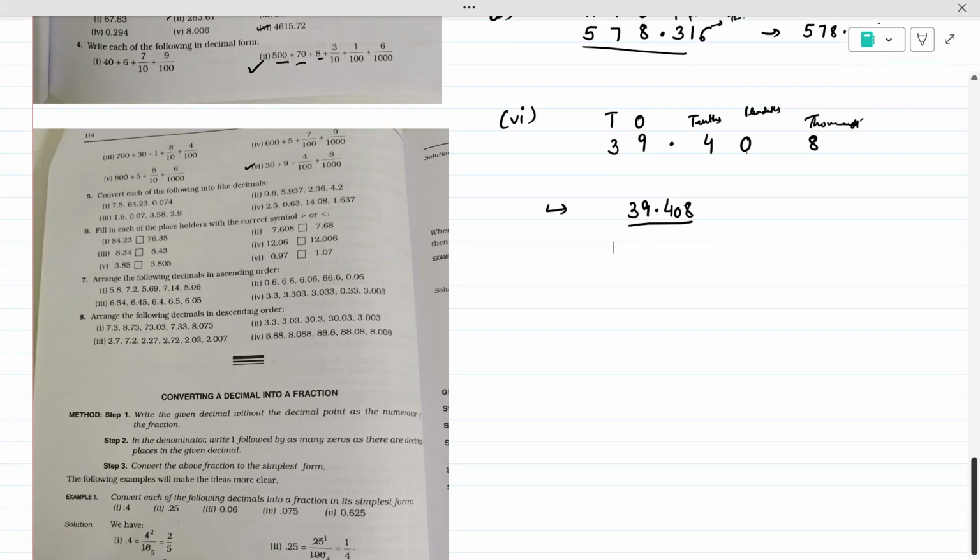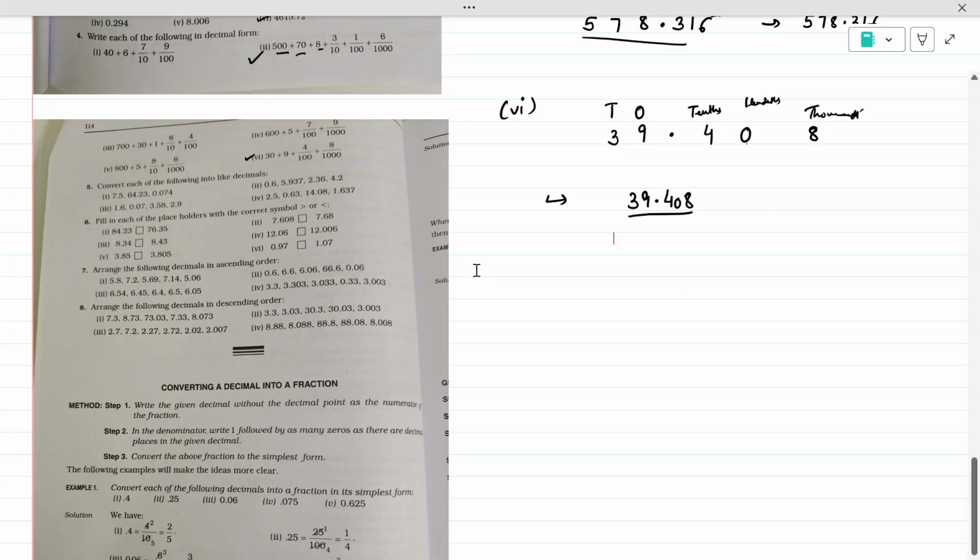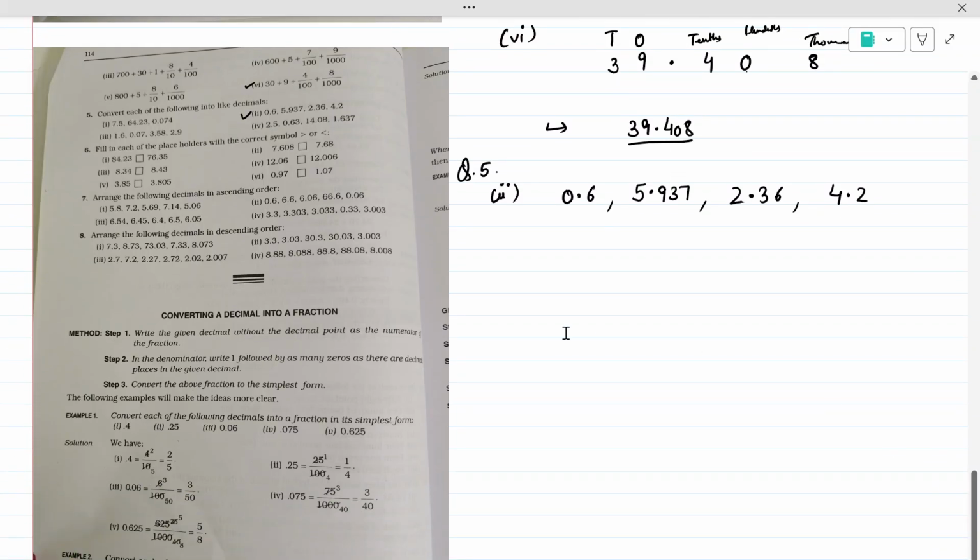Now coming to fifth question, we have convert each of the following into like decimals. So we are given the unlike decimals and we have to convert them into like. Let me pick the second question. We have 0.6, 5.937, 2.36 and 4.2. Okay, so when we see all these numbers and we have to convert them into like decimals, that means we have to pick up the number which is having the highest number of places in the decimal. So that is this number. Okay, so that means we have to convert all the other decimal numbers up to 3 places now.